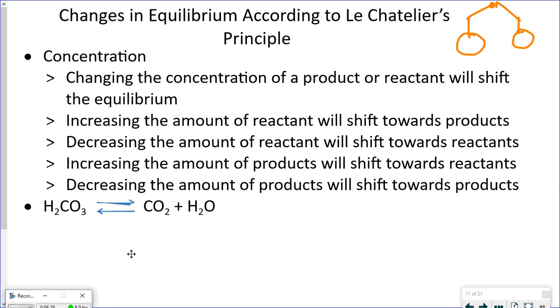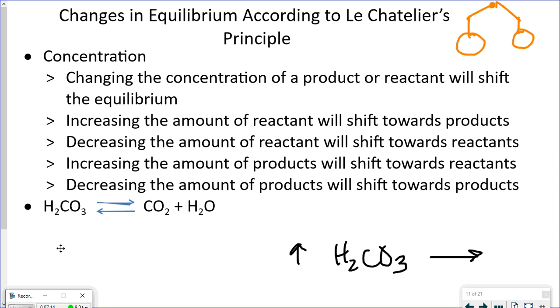So here we have a reaction. We have carbonic acid producing carbon dioxide and water. So say that I increase our carbonic acid. The general rule was that if we increase something, we need to shift towards the opposite side. Since carbonic acid is on our reactant side, our equilibrium will shift towards the right to make more products, to reestablish equilibrium.